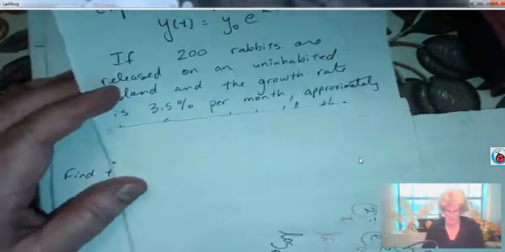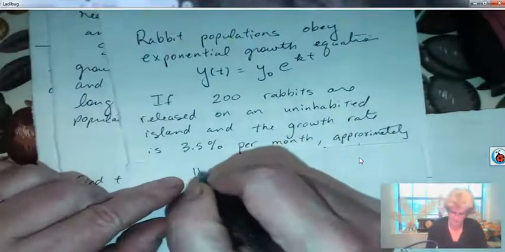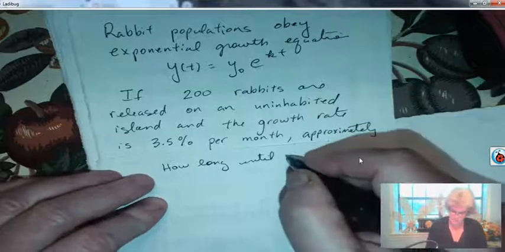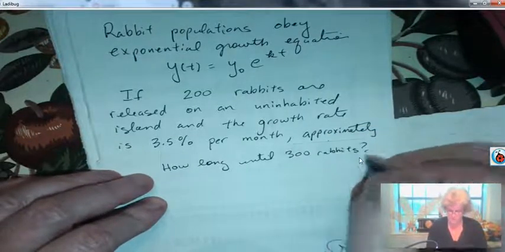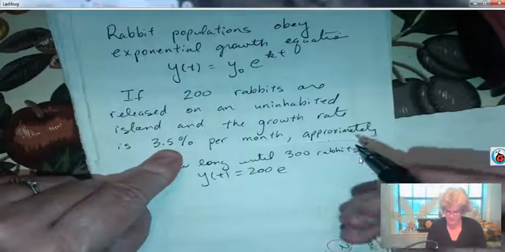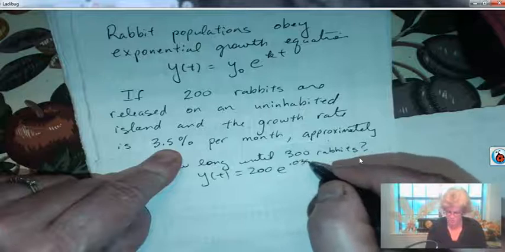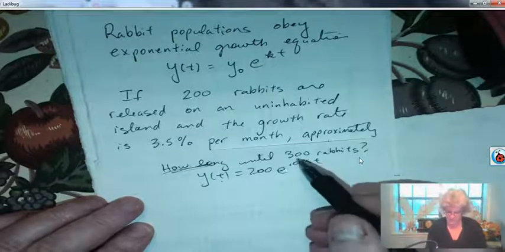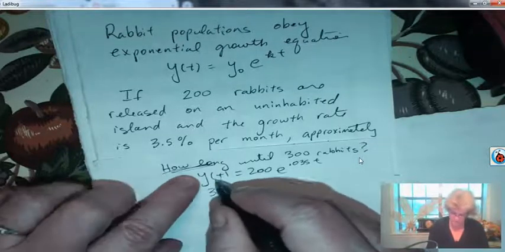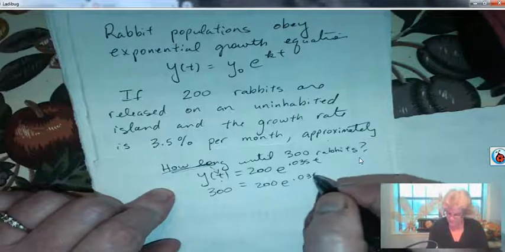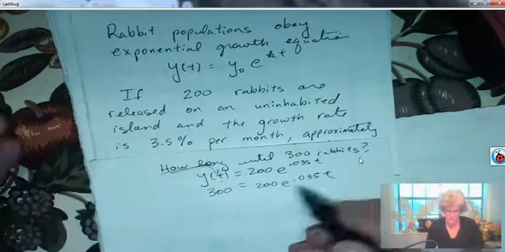One of the easiest questions on this would be how long until the population reaches 300, if I have this information. So we start out with 200 rabbits, and the growth rate is 3.5%, so k is 0.035. So how long means you're solving for t. Until there's 300 rabbits. Well, I want to find out the amount of time it takes for there to be 300 rabbits. And then again, I would just divide both sides by 200 and then do a conversion.